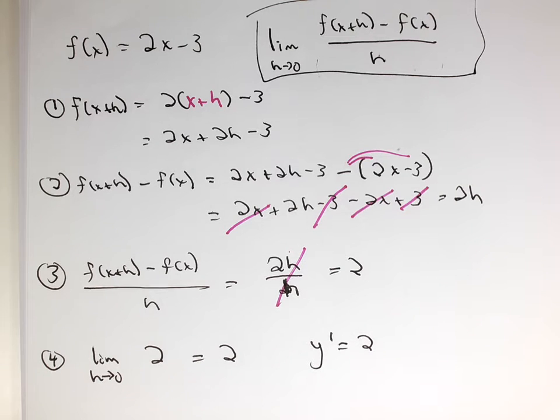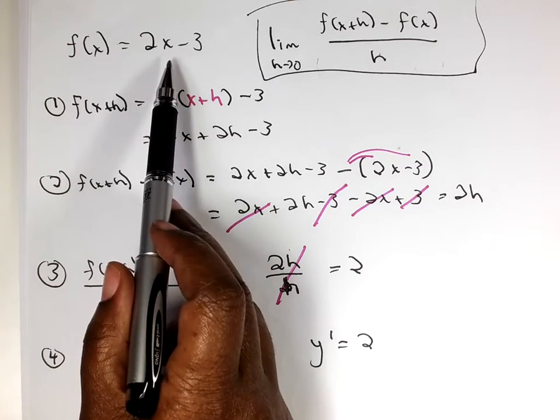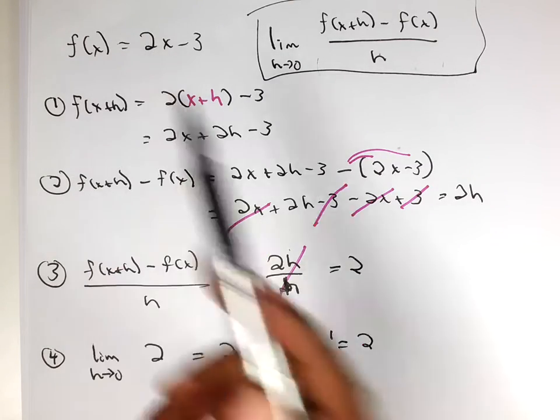Now that makes sense because this 2x minus 3 is an equation of a line. The slope never changes for a line. It's always just equal to 2. So whenever you have something linear like that, when you take the derivative, you're just going to get the slope back out of it.